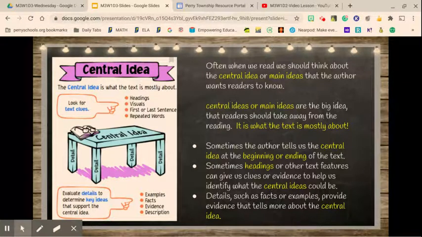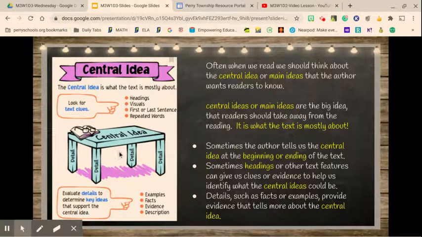So, looking at the poster on the left, a central idea is what the text is mostly about. You will hear me say that a lot. Is this mostly about, and then whatever it is we're thinking the main idea will be. We can look for text clues by looking at headings, looking at the visuals, reading the first or the last sentence, and then looking for repeated words, because if they're repeated, they're more than likely pretty important.